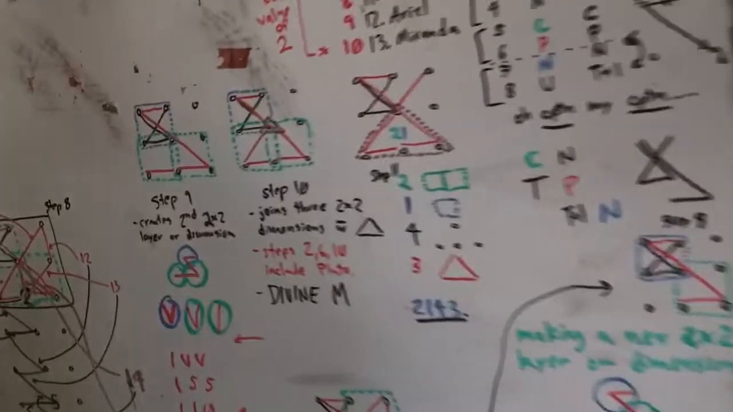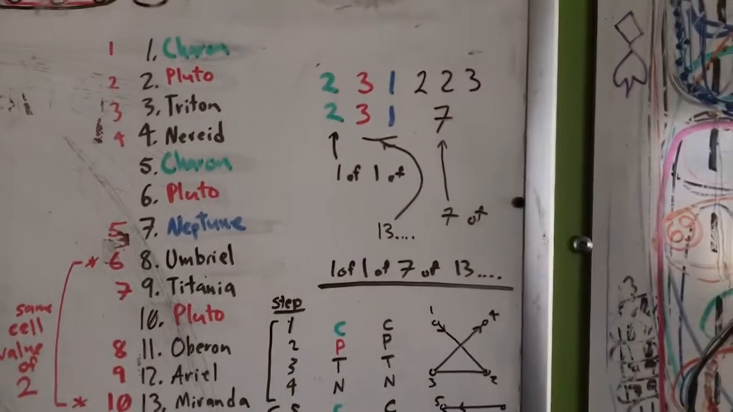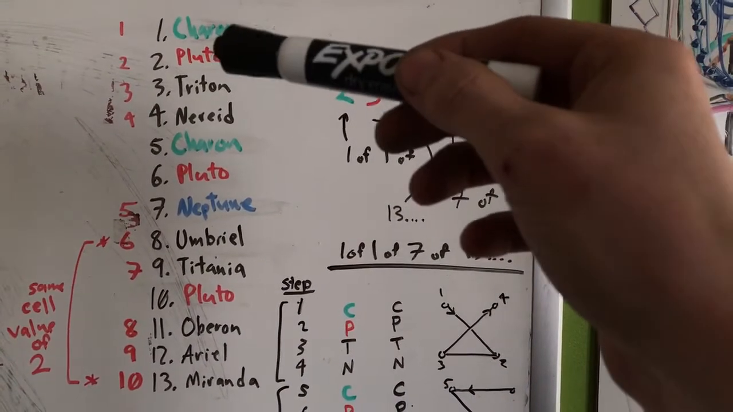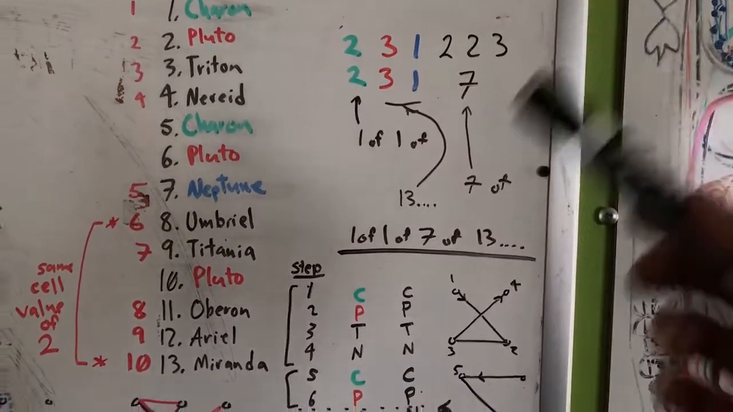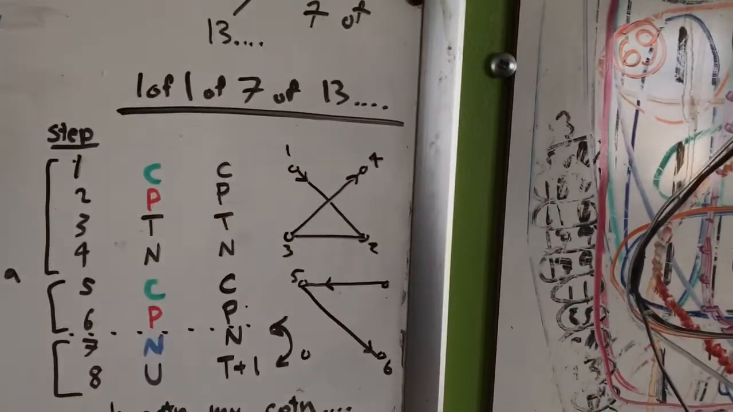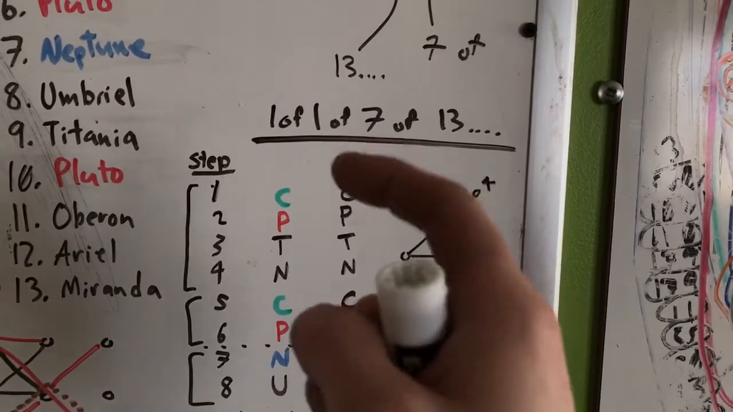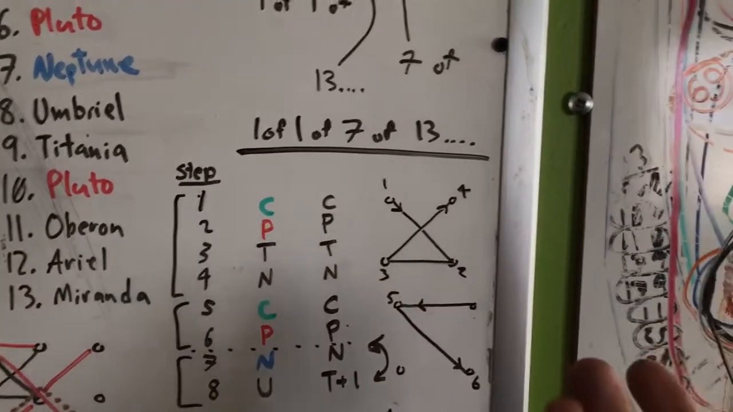It looks like a boat floating on the water. I don't know if you see that. But in Never Neverland. So, oh Captain, my Captain is an expression for a reason. And when I look at this right away, it goes from Charon to Pluto to Triton and Nereid. It's pretty simple. It's just doing a 1, 2, 3, 4. Okay? Now your CPTN will be your Charon, Pluto, Triton, Nereid, your captain.